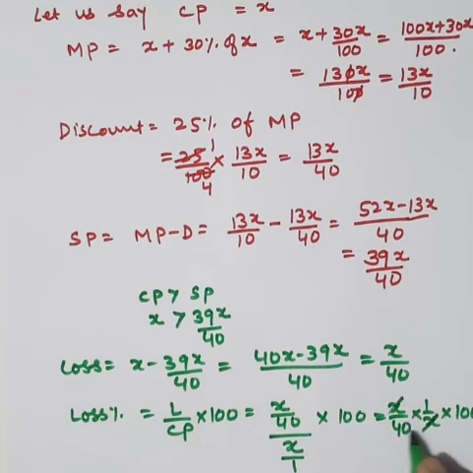So if you calculate, it will be x by 40 into 1 by x into 100. So x cancel, 0, 0 cancel. You are getting 10 by 4%. Isn't it? 10 by 4%, which means 5 by 2, that is 2 1 by 2%.